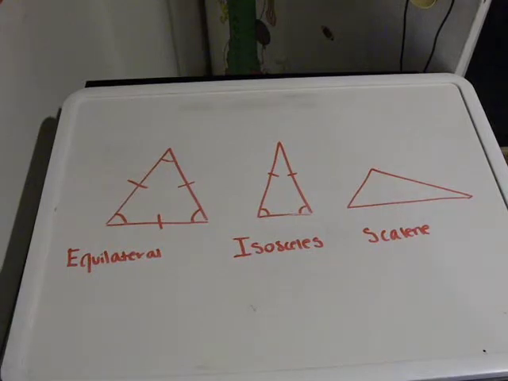There are three types of basic triangles. An equilateral triangle has 3 equal sides and 3 equal angles. An isosceles triangle has 2 equal sides and 2 equal base angles. A scalene triangle has no equal sides and no equal angles.